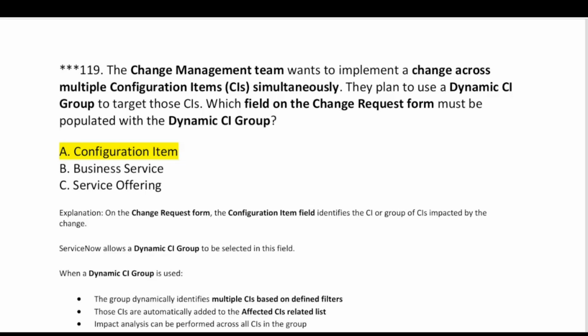Question is, the change management team wants to implement a change across multiple configuration items, CIs, simultaneously. They plan to use a dynamic CI group to target those CIs. Which field on the change request form must be populated with the dynamic CI group? Option A, configuration item. Option B, business service. Option C, service offering. Correct answer is option A.